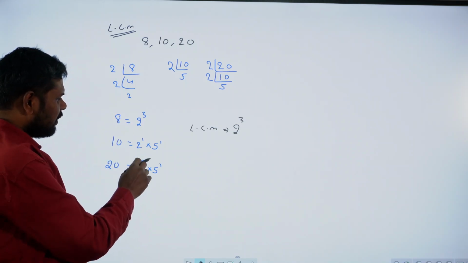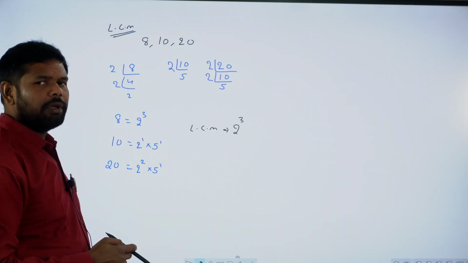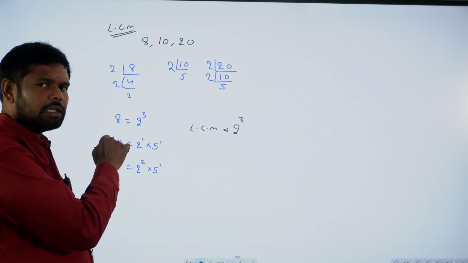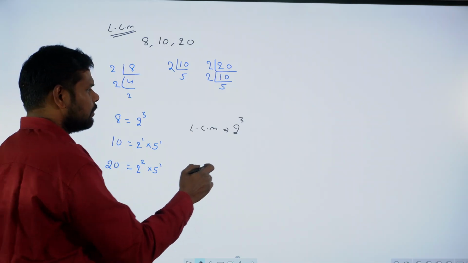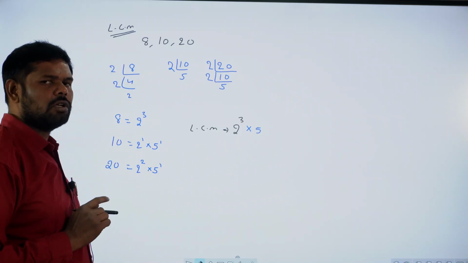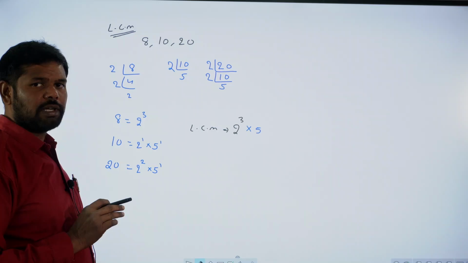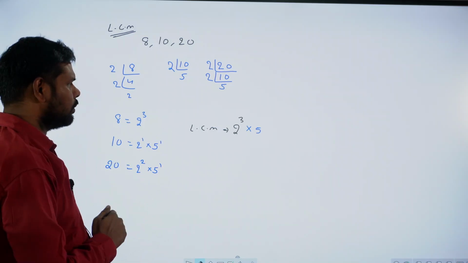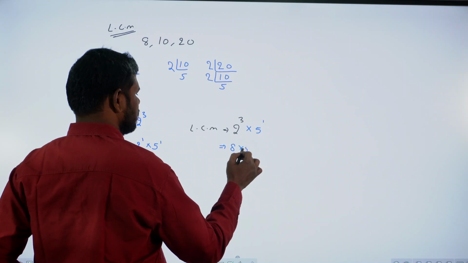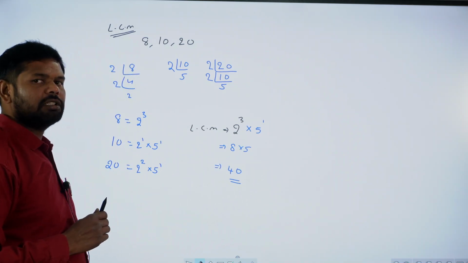And 5 powers. 5 is not present in the 8, but because it is a multiple, it is definitely common in all the 3 multiples. So that's why you need to multiply. If it is present in any one number, you need to multiply with that, and whichever has the highest factor, you need to multiply with that. 2 power 3 into 5 power 1, nothing but 8 into 5. So the LCM of 8, 10 and 20 is 40.